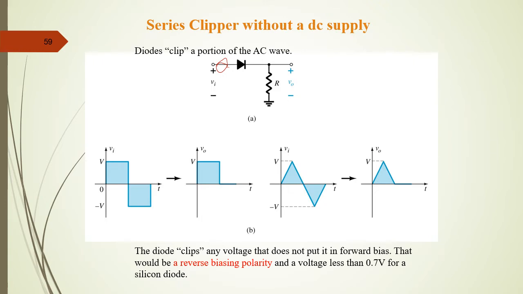For example, if we have a square wave like this, the positive will pass through and the negative will be clipped away. For a triangular wave, we have positive and negative input, and this is the part that is allowed, and the negative part is clipped away. So the diode clips any voltage that does not put it in forward bias, which is reverse bias in polarity, and a voltage less than 0.7 volt for a silicon diode. Similarly, if we use a germanium diode, the voltage is less than 0.3 volt.